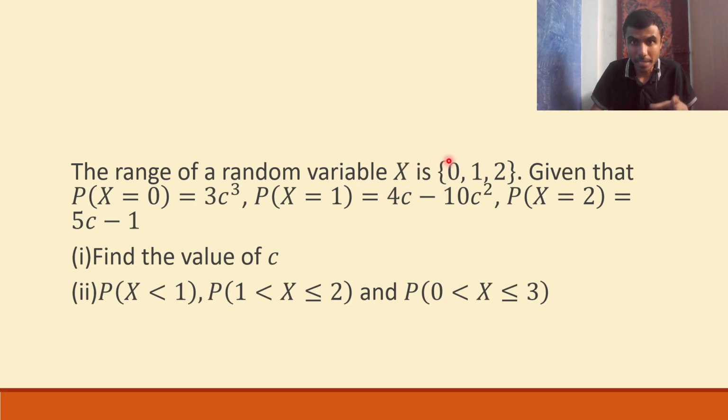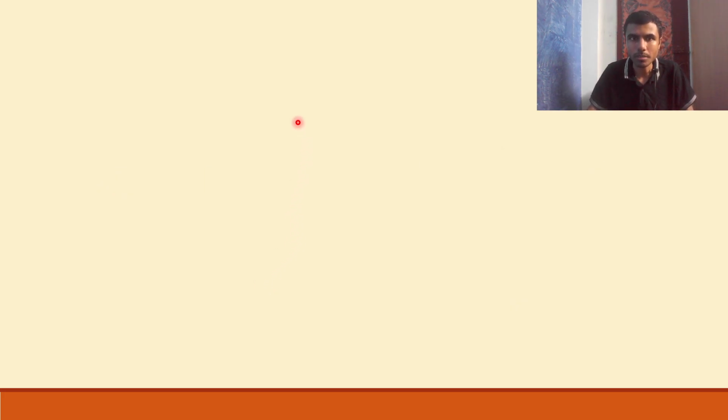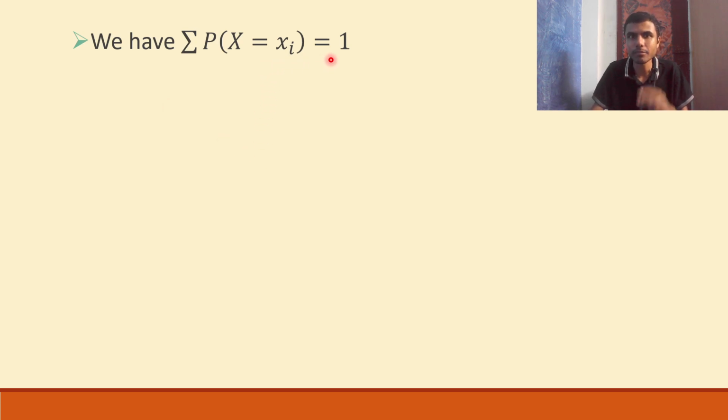Capital X can have three values, 0, 1, 2. So the probability that capital X is 0, plus the probability that capital X is 1, plus the probability that capital X is 2, the sum of these probabilities is equal to 1. Hope this concept is clear. Sum of p of x equal to xi is 1. This is what it means. The sum of probabilities is 1.